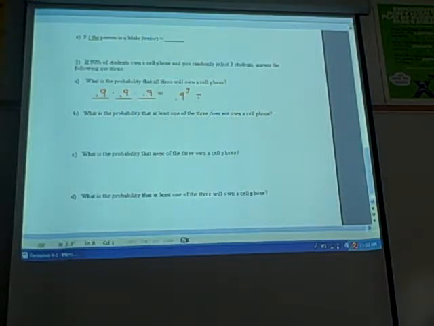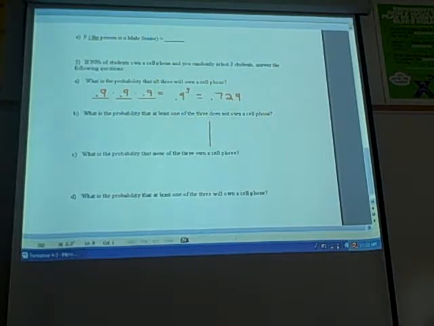And if I remember right from first hour, that answer is 0.729. Yep. Right, okay. So, just almost 73%. Almost a 73% chance that all 3 students, or all 3 people, whoops, that's supposed to be a 9, isn't it? Let's see if I can edit it. 0.729. All right. B. What's the probability that at least one of the 3 does not own a cell phone?